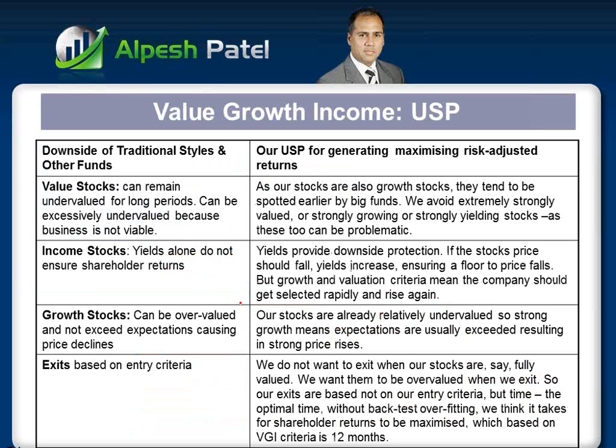Remember I called it value, growth, income. That's our USP. VGI is our USP. Sorry for all the acronyms. Unique selling proposition. Let me explain why.